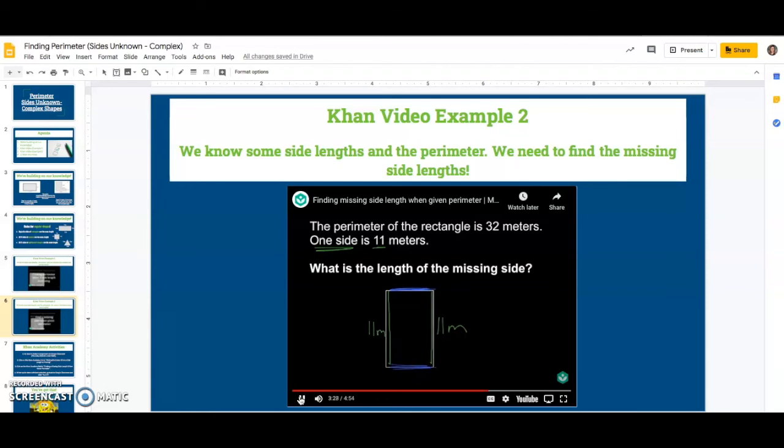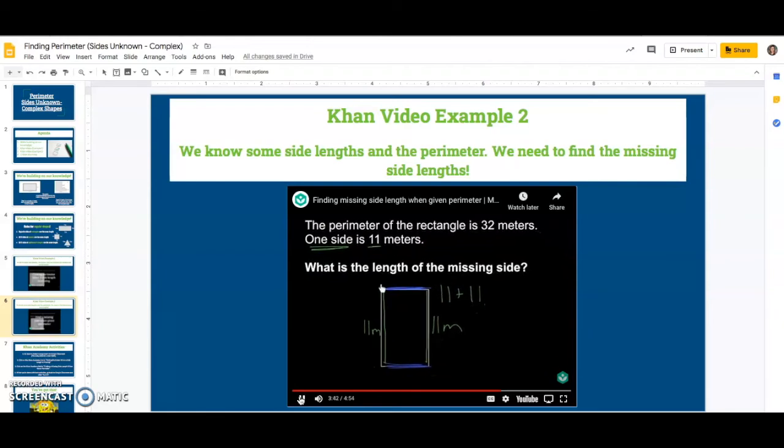Well, again, we know we have a perimeter of 32 meters. We're told right here perimeter is 32 meters. So the question is 11 plus 11 for these two sides, 11 and 11, plus some mystery number, and then plus that same mystery number, because these two sides are equal, and that has to give us a total of 32, because 32 is the total distance around the outside.